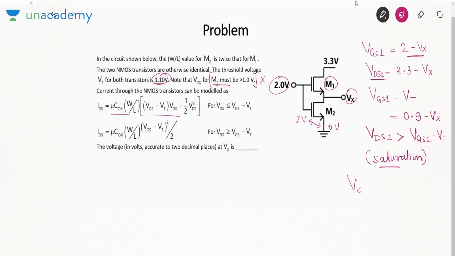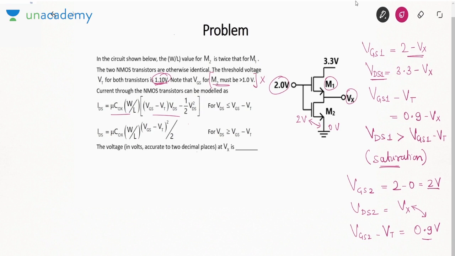So we know the state of one transistor. Now tell me about the second one, VGS2. 2 minus 0, it is 2 volt. What about VDS2? Vx minus 0 equal to Vx. Now you cannot compare VDS2 with VGS2 minus VT. If I subtract 1.1, which is the threshold voltage, it will be 0.9. So we cannot compare Vx with 0.9 because Vx is unknown. So the state of this transistor is unknown.